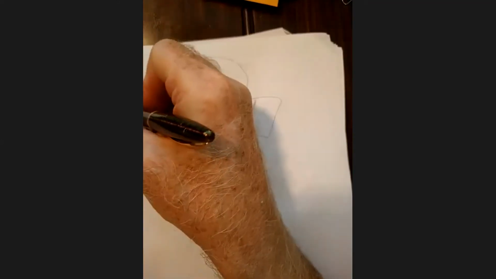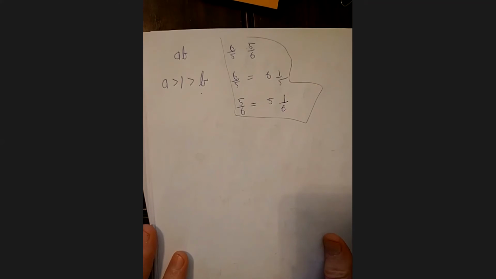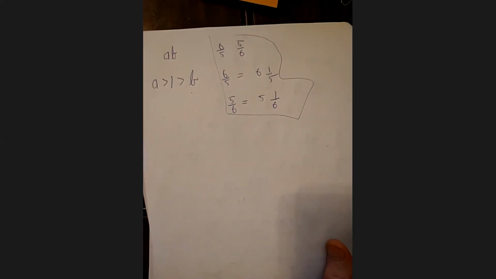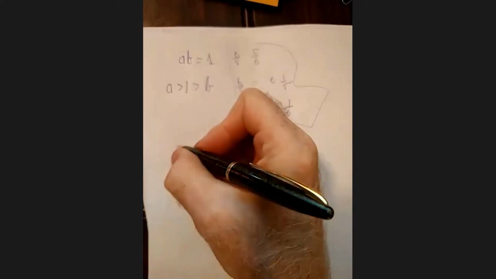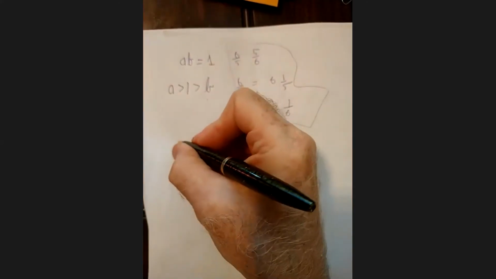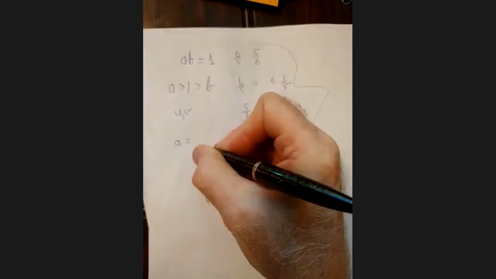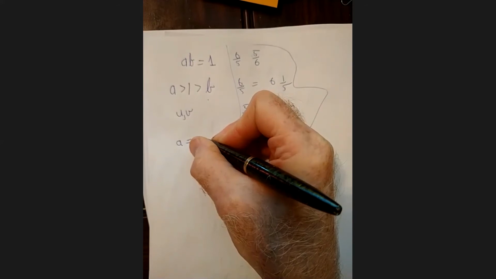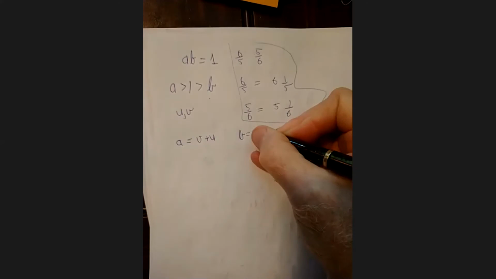And then A is always going to be the reciprocal that's greater than 1, and B is going to be the reciprocal that's less than 1. And so we always have A times B equal to 1, because they're reciprocals. So this is going to seem weird, but maybe not so weird. We're going to introduce new variables V and U. A is going to be V plus U, and B is going to be V minus U.